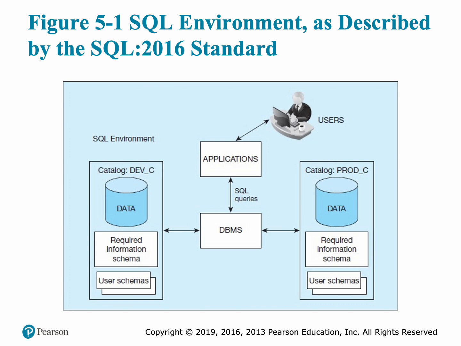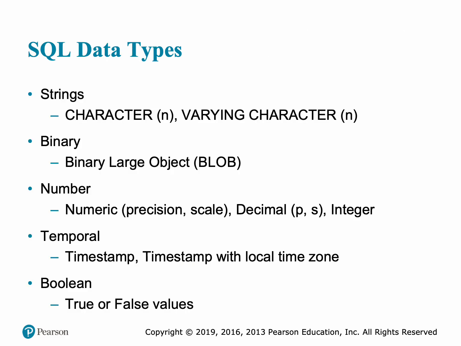So again, you have looked at the given pictorial representation. That is the SQL 2016 standard. A string is a character, varying character with a certain number. Binary is a binary large object or BLOB. Number is numeric. Precision scale, decimal is P and S, which is precision scale. Integer. Temporal is timestamp, timestamp with local time zone. Boolean is true or false.